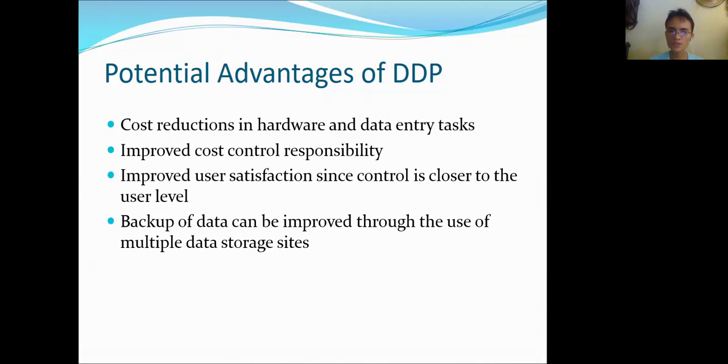Another one would be in terms of cost, we can identify the IPU connected to each department so we can determine the costs of each, not as a whole, and we will be able to check properly and evaluate properly the cost of each responsibility center or department. Then each user will be more satisfied, or there will be chances that they would have improved satisfaction because the IPU is closer per department, not as a whole. Then backup can be improved because we have multiple data sites.